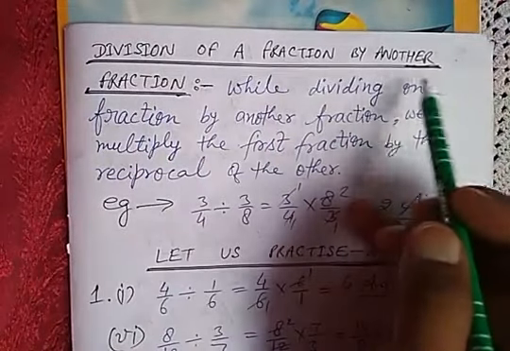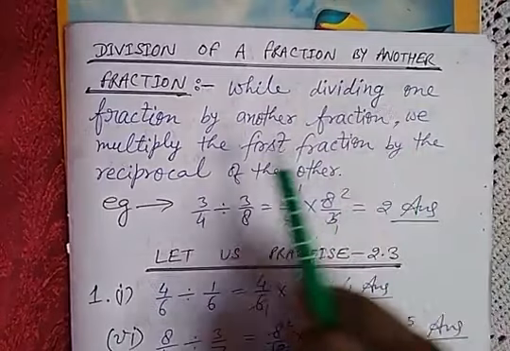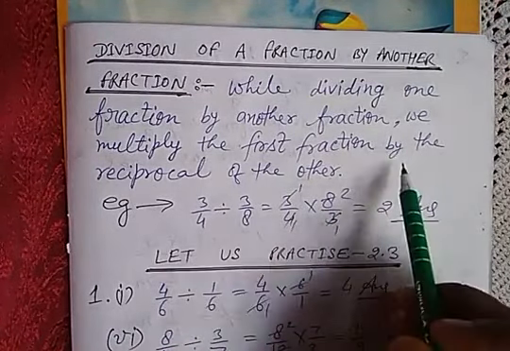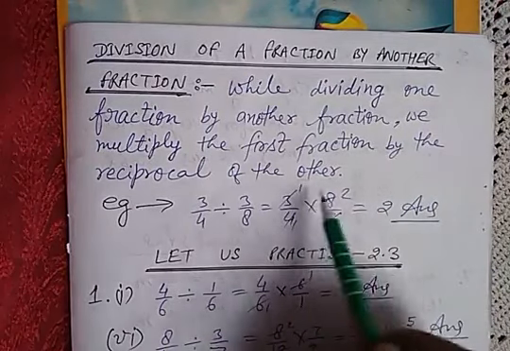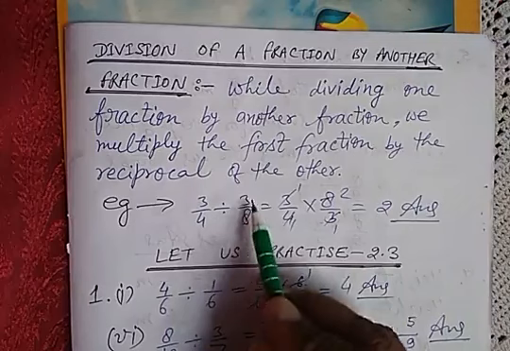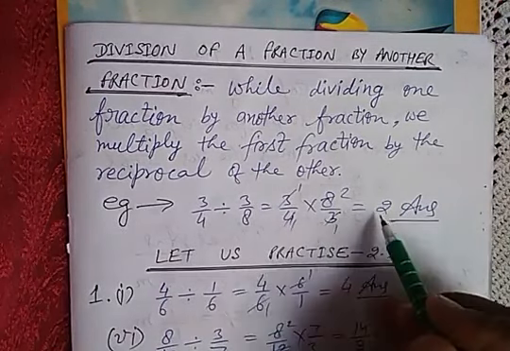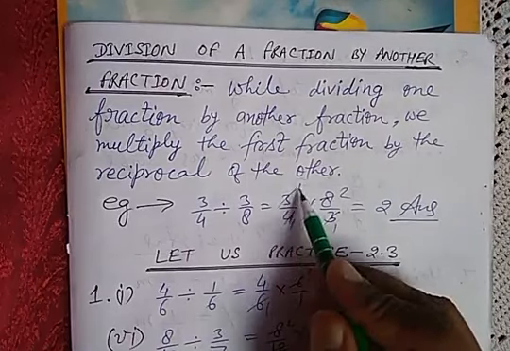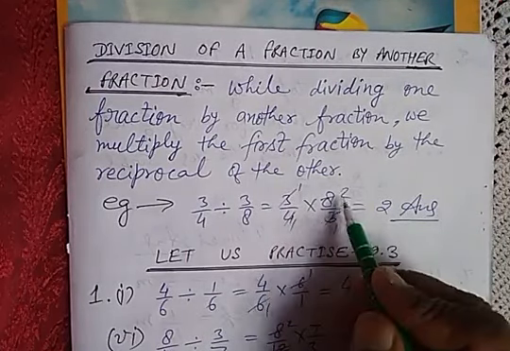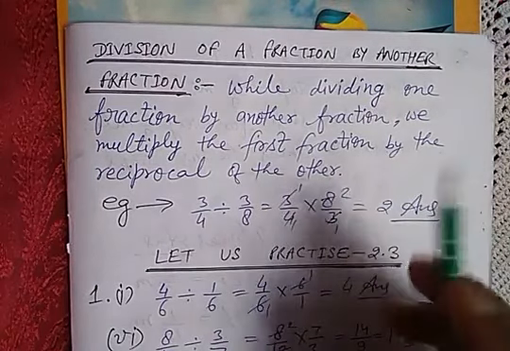Now, division of a fraction by another fraction. While dividing one fraction by another fraction, we multiply the first fraction by the reciprocal of the other fraction. For example, 3 upon 4 divided by 3 upon 8 is equal to 3 upon 4 into 8 upon 3. 3 divided by 3 gives 1, 4 divided by 4 gives 1, and 4 twos are 8, which is equal to 2. This is the answer. Now, you have to write it in your class work.